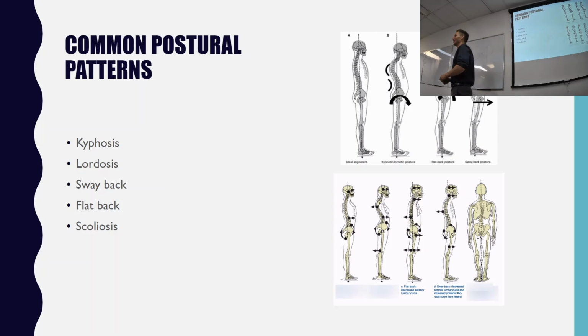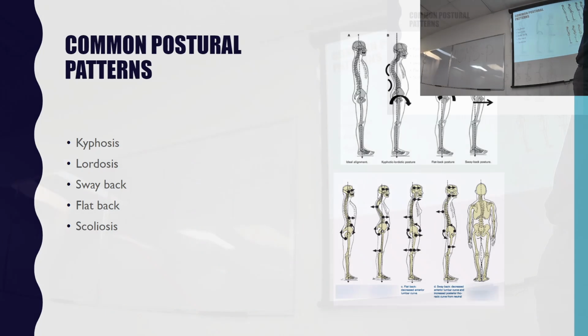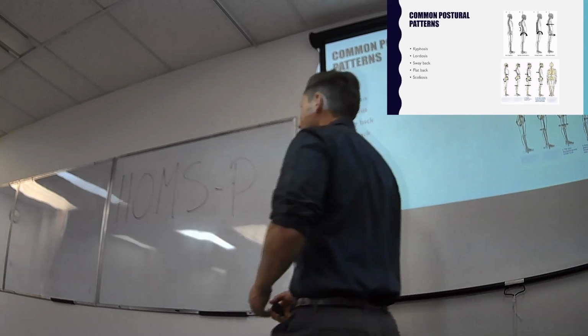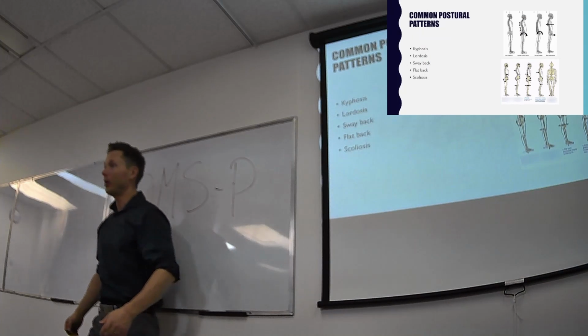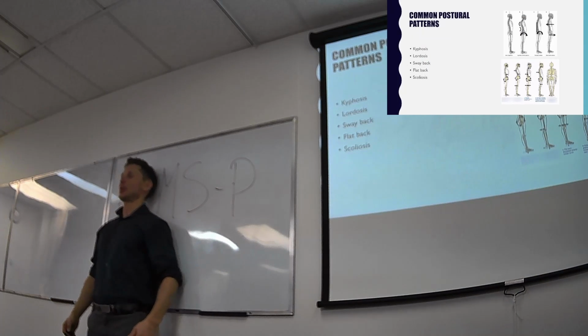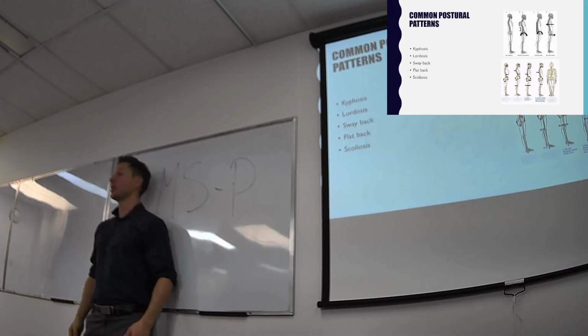It's a wall angel. Wall angels can be used to help you identify where the primary dysfunction is. When somebody does a healthy, proper wall angel, they should be able to go up to the wall, heels, bum, shoulders, head. That should be an easy starting point. But they might not be able to.